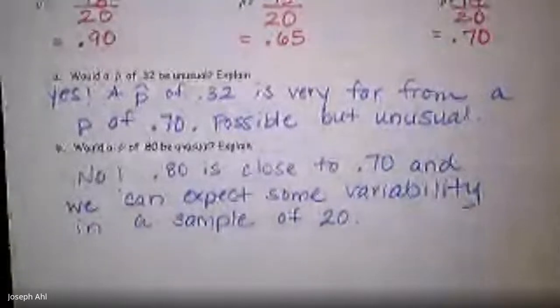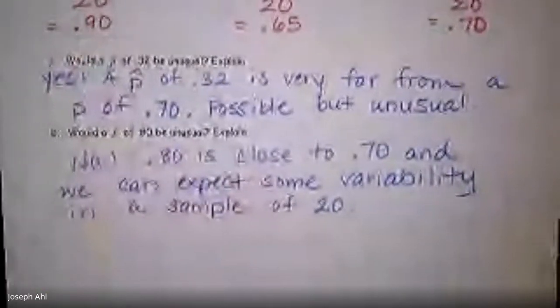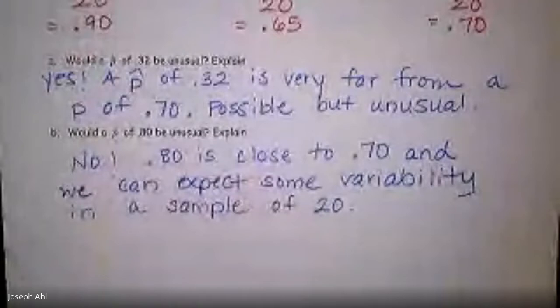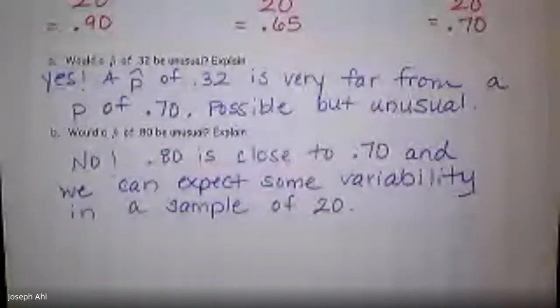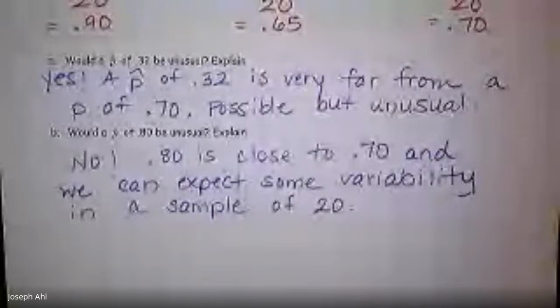And then would 0.8 be unreasonable? No, I actually even got a 0.9 here. So 0.8 is much closer to 0.7, and we can expect some sort of variability with our values for p-hat when we have a sample of just 20. If we were drawing 100 marbles, maybe we would expect something a little bit closer to 0.7. Certainly if you're drawing 1,000, we're really going to increase the chances that we get a value that gets really close to the value of p in this case.